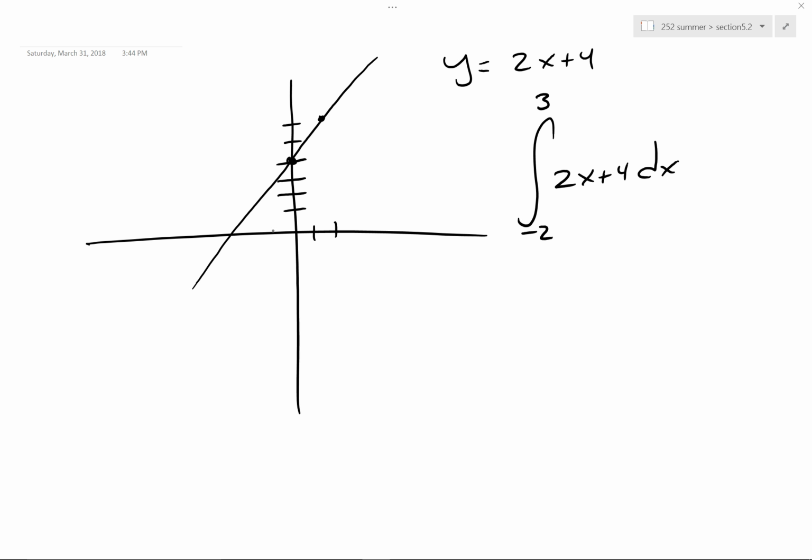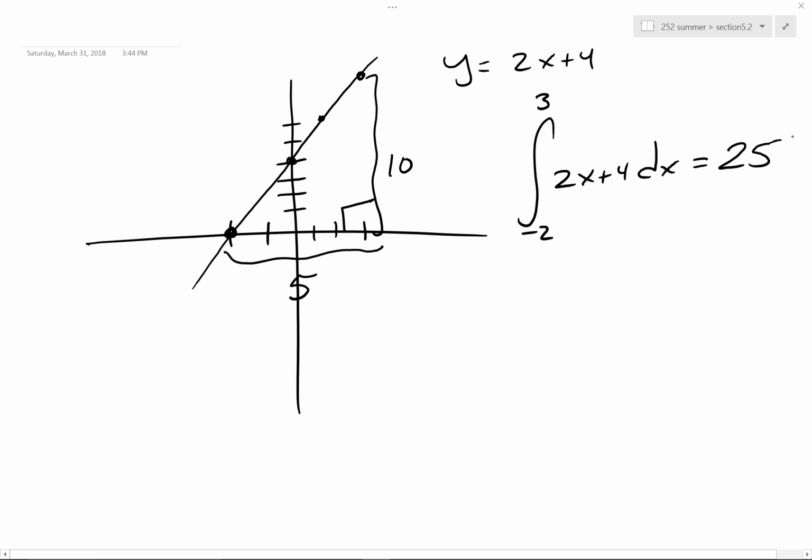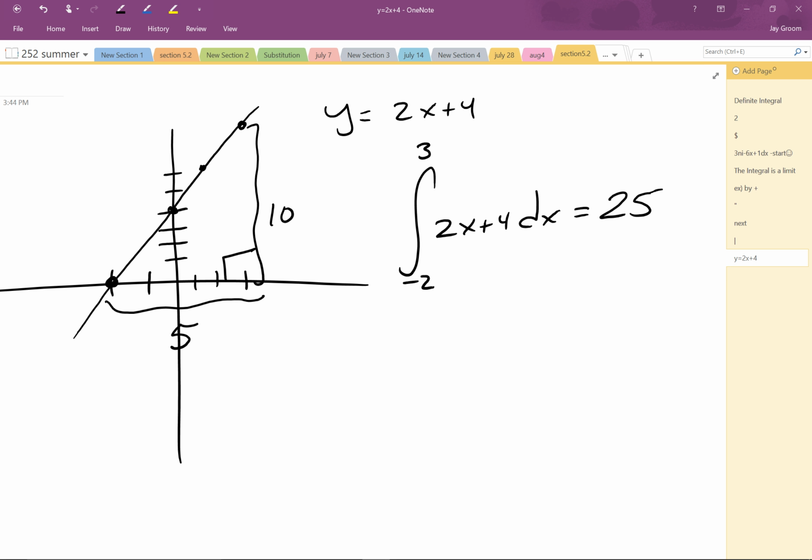Now, what do I mean by that? Well, if you take a look at this, clearly at -2 it hits here at 0, correct? And at +3, you put 3 in there, you go up to 10, correct? Okay, this is 10, and then from 3 over to -2 is a distance of 5, right? Why, that's just a right triangle, so 50 divided by 2 is 25. That's your answer. And you can do it via geometry.